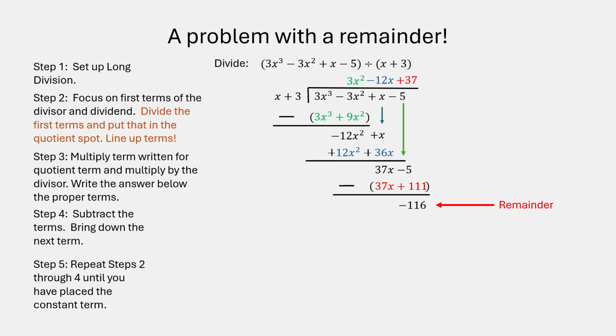Our answers can be either 3x squared minus 12x plus 37 minus, because that's the negative, minus 116 over our divisor, x plus 3. Or you can do 3x squared minus 12x plus 37. That didn't change. And you could do plus, and then put the negative 116 on top as your numerator and do x plus 3 as the denominator. Either one is technically a valid answer.